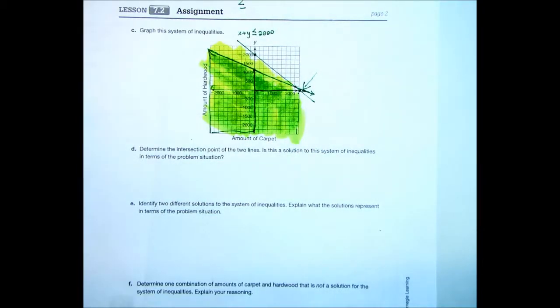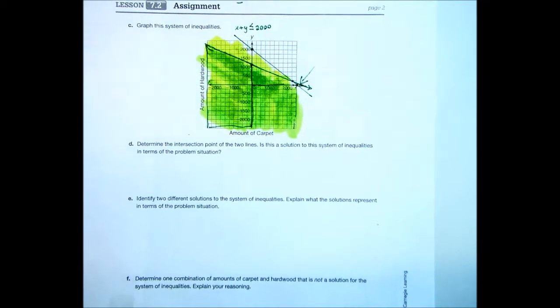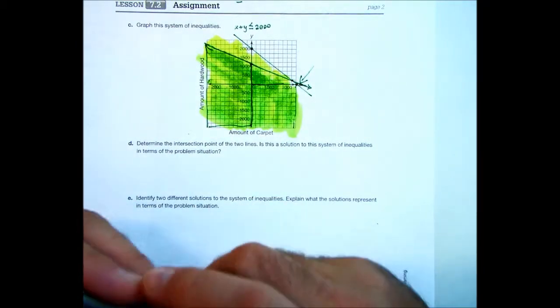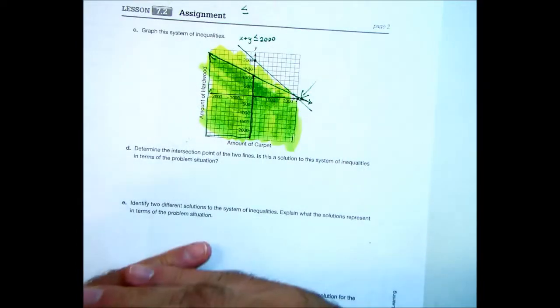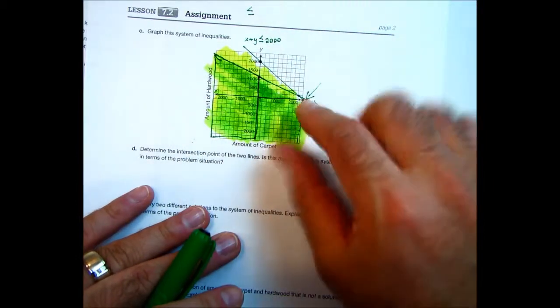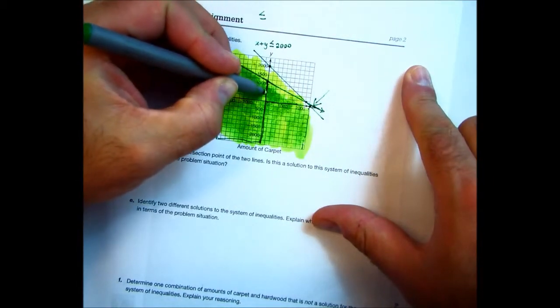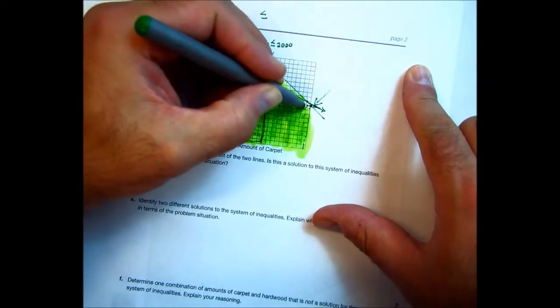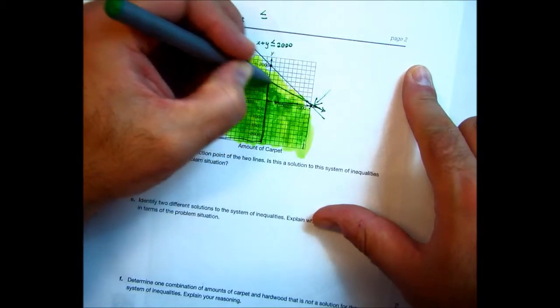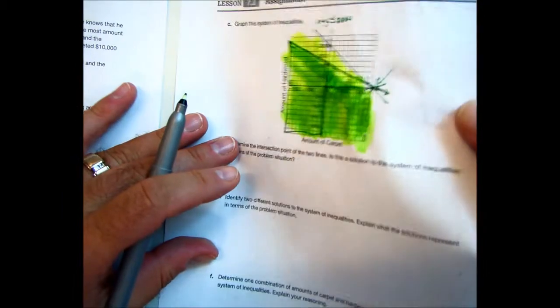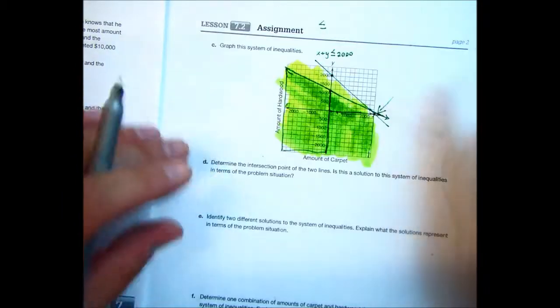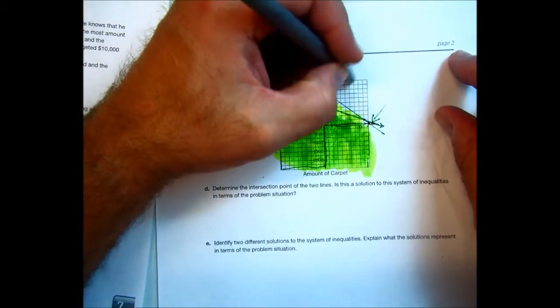Why? Well, you can't have negative flooring, okay? You can only have a positive amount of flooring. But theoretically, that's where we're shading, everything below. And what the answer is will lie within this area right here. Right in that area is where our answers could be. We've got multiple answers. We know for a fact we can't have an answer out here.